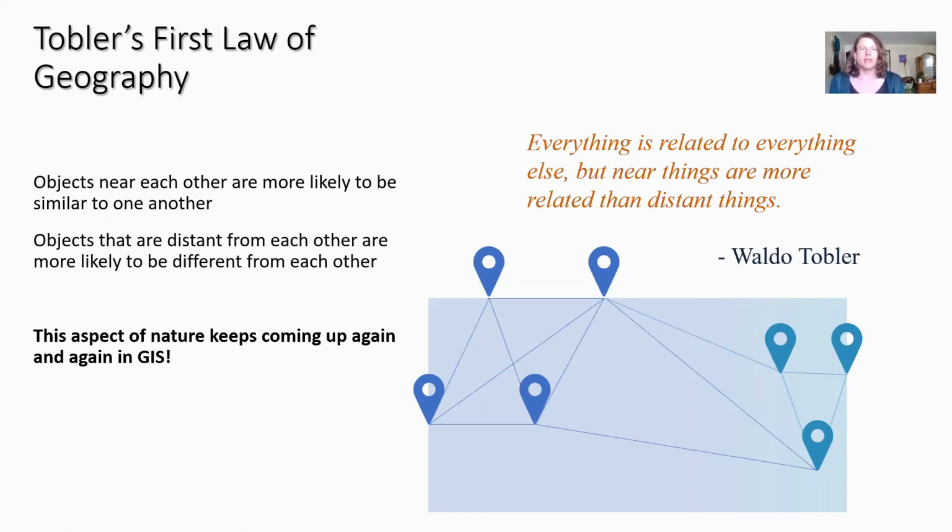So last week when I introduced map projections, I started off talking about Tobler's first law of geography. It's really the only law of geography, but it comes up again and again and again. So I'm going to talk about it quite a bit this term. Essentially, everything is related to everything else, but things that are closer to each other are more related to each other than things that are farther away. This makes sense intuitively, but it can be a bit of a stumbling block in GIS.